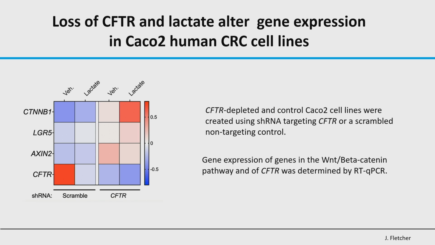But there was also one result that was kind of unexpected, and that involved CFTR. Looking at the samples in which CFTR is depleted, we see a decrease in expression as we expect. But looking at samples in which CFTR was not depleted with short hairpin RNA, we see that lactate caused a really strong decrease in the expression of CFTR. And so we actually don't know what to make of this, but we think it could be important because it could be a way that CFTR expression is decreased in people with low expression of CFTR in their colorectal cancers.